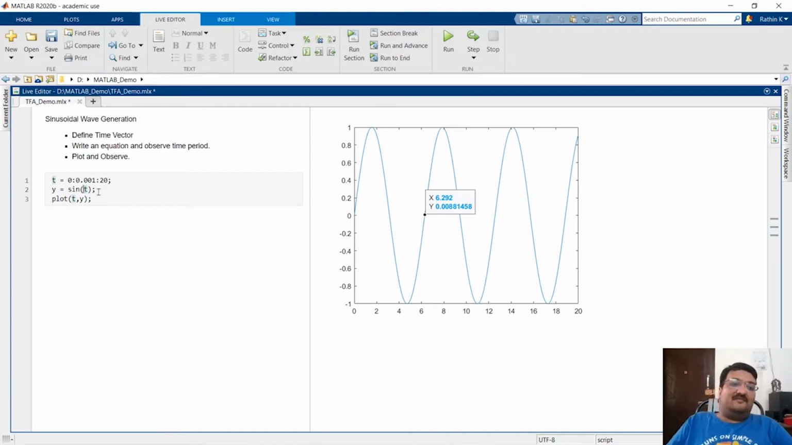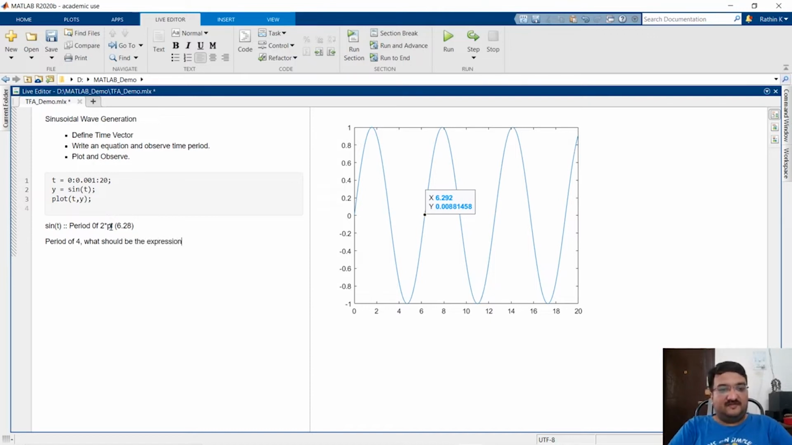For sine t, I'll just write it here for your better understanding. We'll switch to text. For sine of t, it corresponds to a period of 2 pi, which is nothing but 6.28. Whereas, let's say I need a period of 4. Then what should be the expression or equation which we have written?